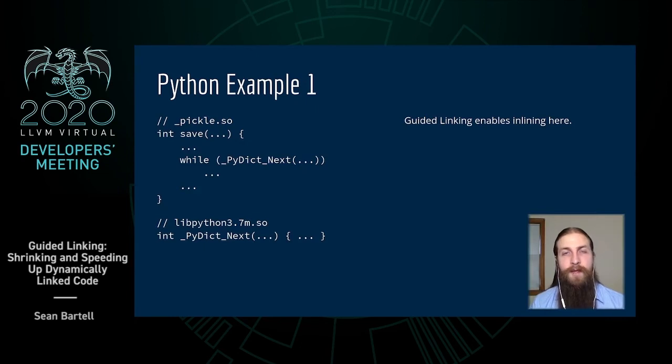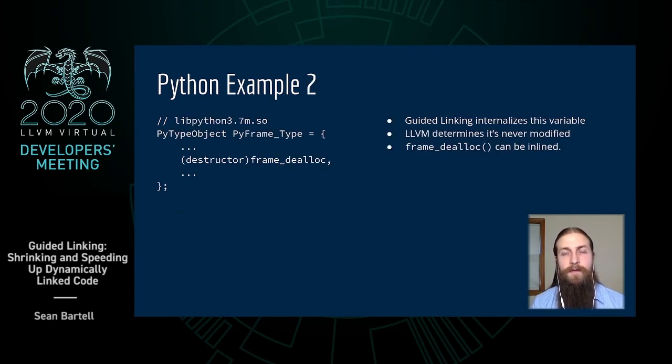In the benchmark where we get the 32% speedup, most of the CPU time is spent in a plugin module called Pickle. This module is processing Python dictionaries, so it has to call the PyDict_Next function over and over again, which is defined in the main Python library. Guided linking gives us a huge speedup because we can inline this function from the library into the plugin. As a second example, let's look at this code from the main Python library.